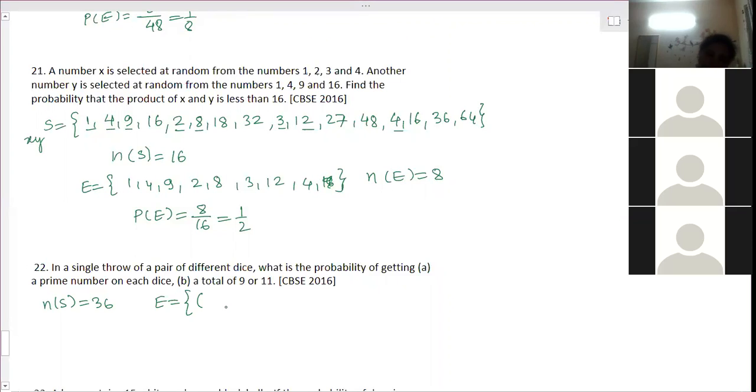Who will tell? It should be on each side. Both of them should have a prime number. 2 and 2, Ma'am. Okay. Then 3 and 3, Ma'am.